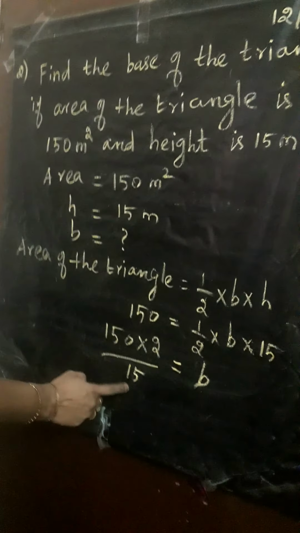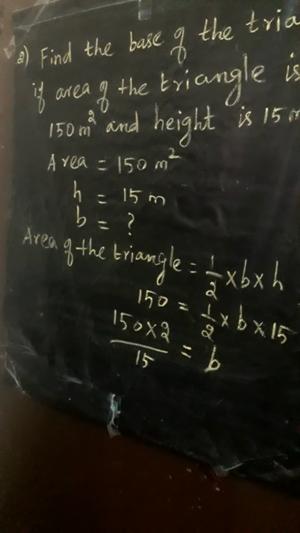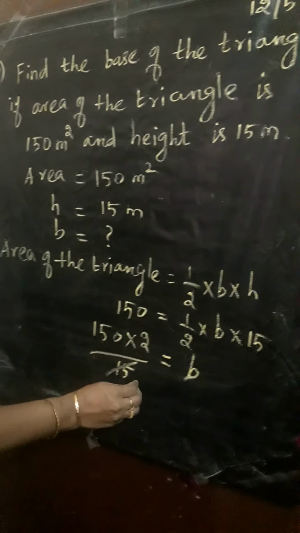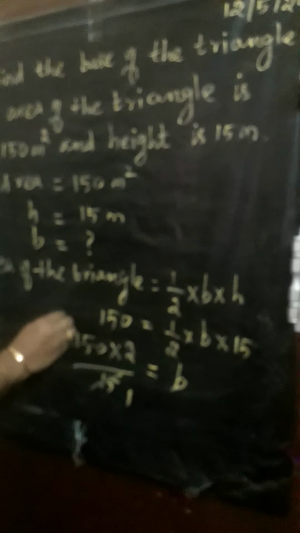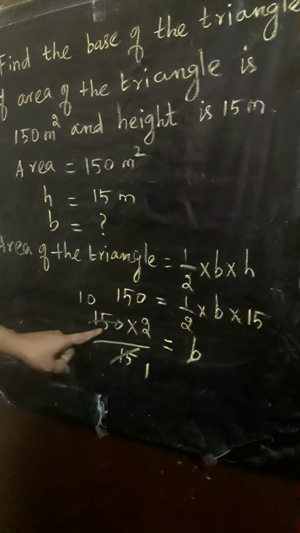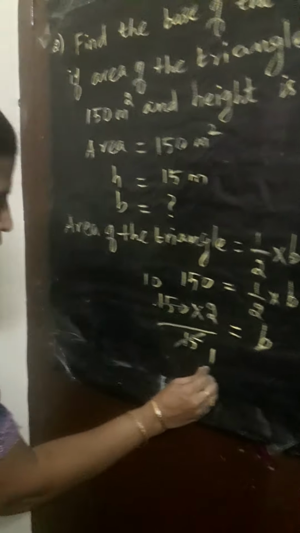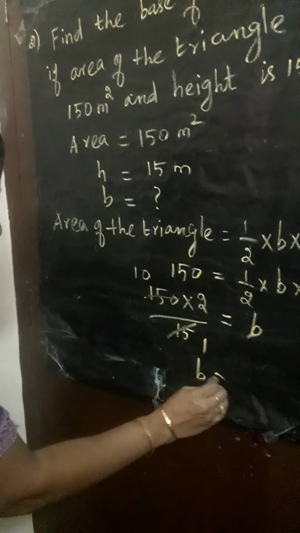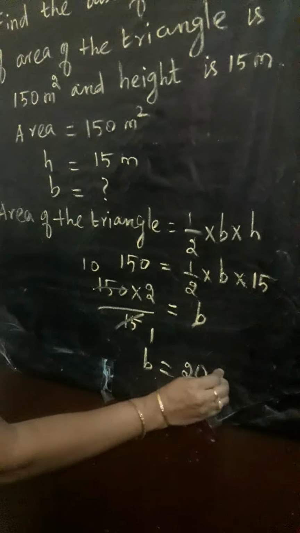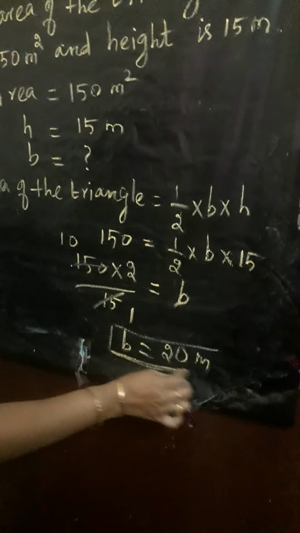Here 150 by 15. 15 table, you cancel by 15 table. 1 15 is 15, 10 15s are 150. So 10 into 2, 20. So 20 equal to B. So B equal to 20 meter.